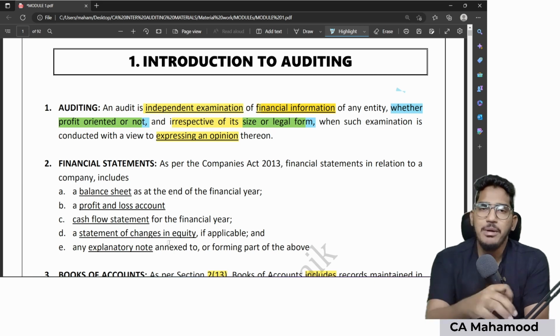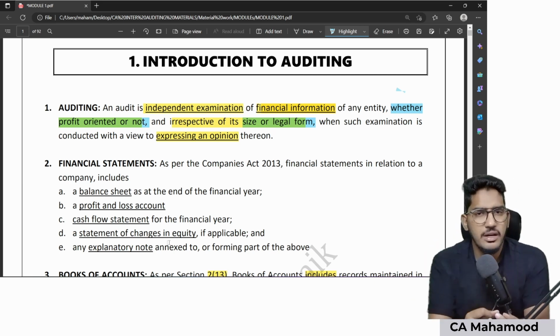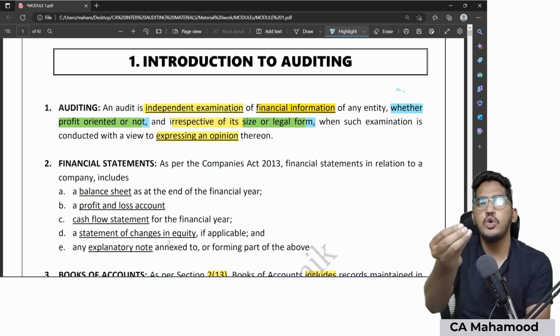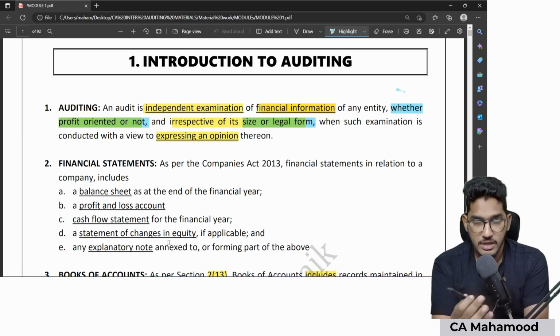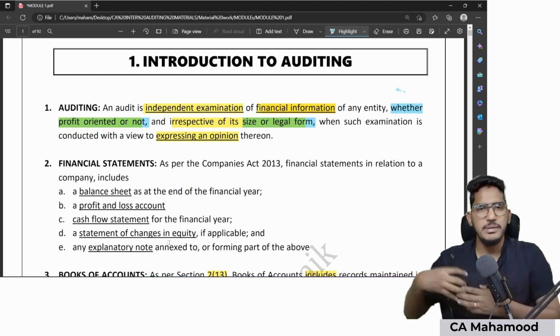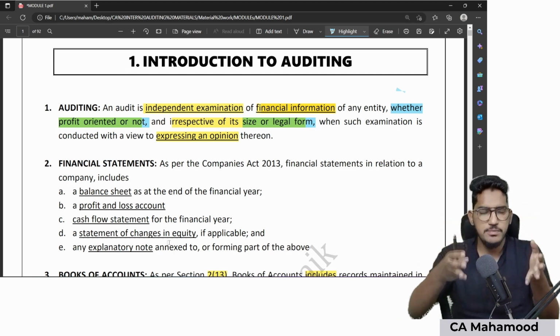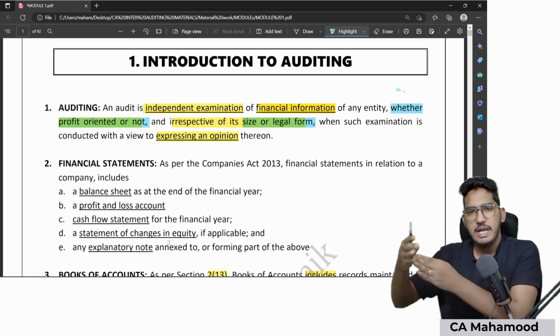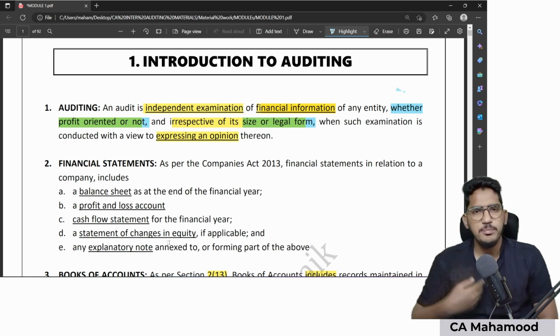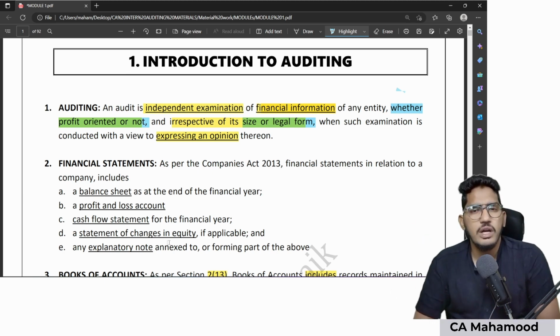Irrespective of the size, I might be doing audit of India's biggest company, Reliance Industries Limited. What will I do there? Independently examine financial information of Reliance Industries Limited. I am conducting audit of one small company in my locality which is hardly having a turnover of 1 crore rupees, in close proximity to the office. For example, in this building my office is there. In the close building, another company is there. Small company, hardly 1 crore of turnover. That company asked me to do the audit. What will I do there?